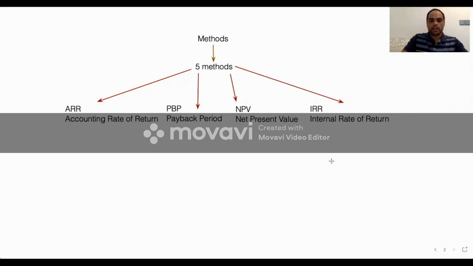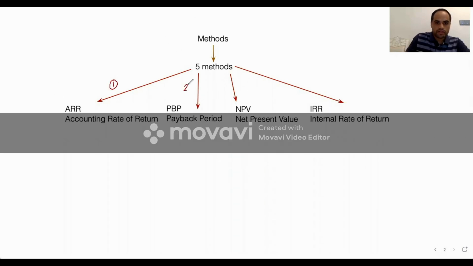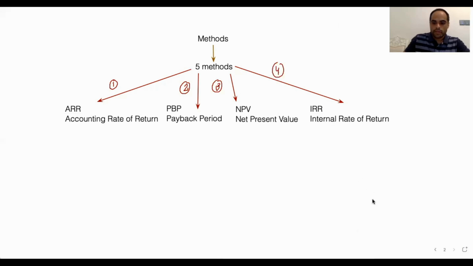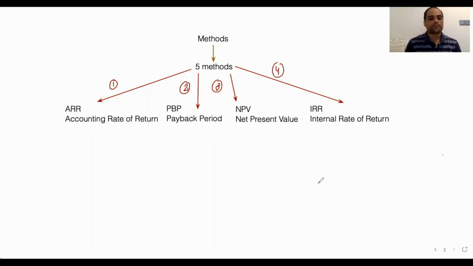So as I mentioned before, each method has its own criteria, its own things to apply. So we will start with the first method, which is the ARR method. So this is the first method, second, third, and fourth. Okay. All right. So the first method is accounting rate of return.